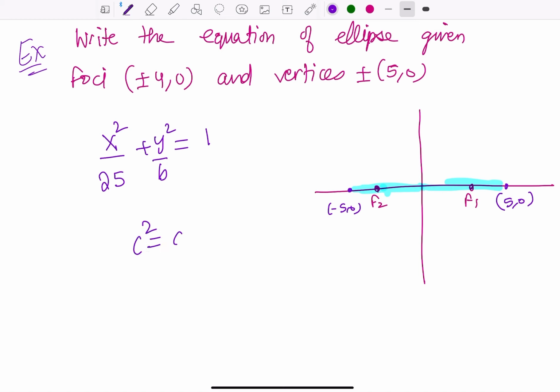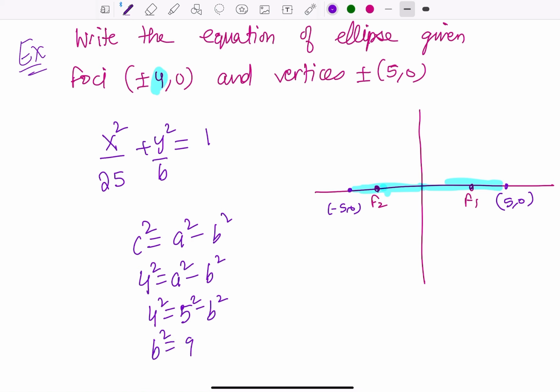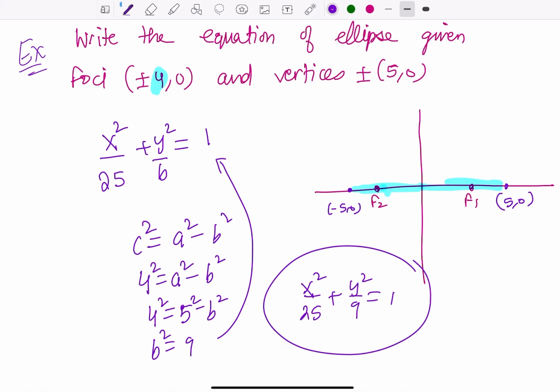We can go ahead and use c squared equals a squared minus b squared. The c for the foci is 4 in this case. So 4 squared equals 5 squared minus b squared. That would leave us with b squared equal to 9. So we can plug this back into the equation. x squared over 25 plus y squared over 9 equals 1 is the equation for this given ellipse.